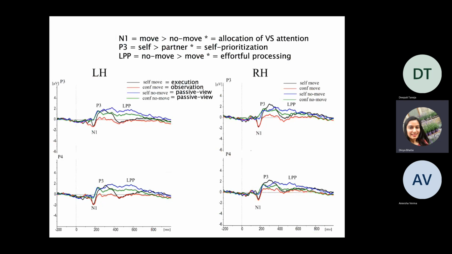So we had N1, we had P3, and we had the LPP component. These are all ERP components. LPP is the late positive potential component.